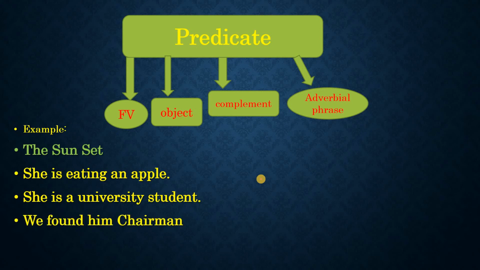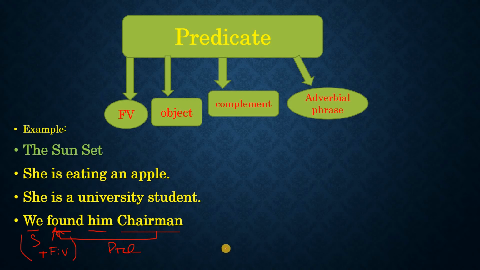Next example. We found him chairman. So dear students, this part is predicate. Already you know that. That means from the verb till the last part, it is called predicate. In the previous class, I have discussed it. So dear students, this is the subject and this is the finite verb, found. So it is compulsory, or common, for making a clause.